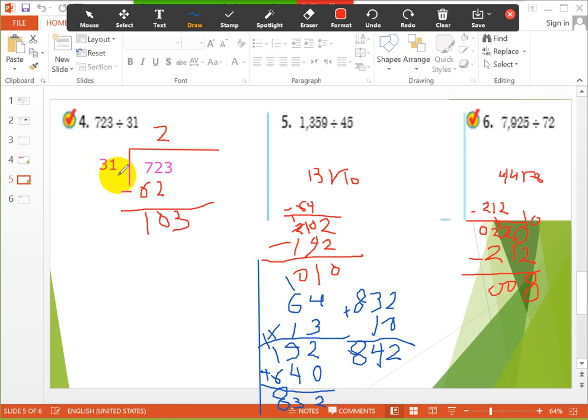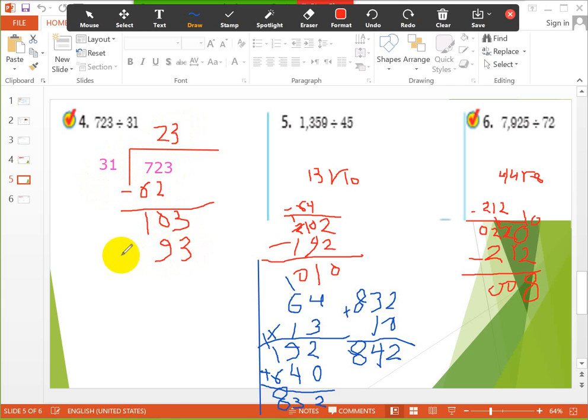Thank you. So how many 31 in 103? Thank you, Basma. Thank you, Emma. 103 divided by 31 equals what? Equals 3. That's right. I have 31 in 103. Now 3 multiply 31. 3 multiply 1 equals 3. So I will write it in the ones. Now 3 multiply 3 equals 9. Thank you, Larissa.